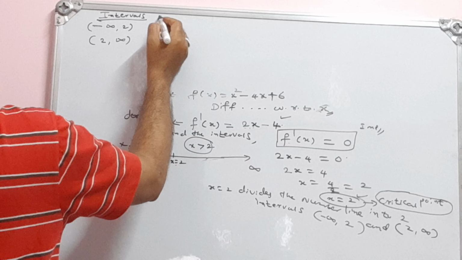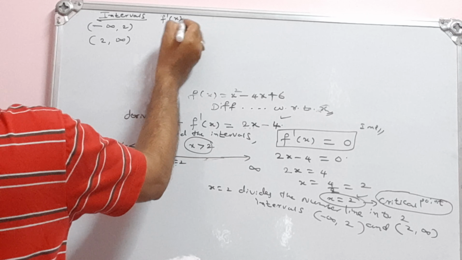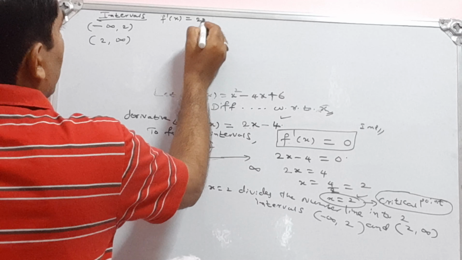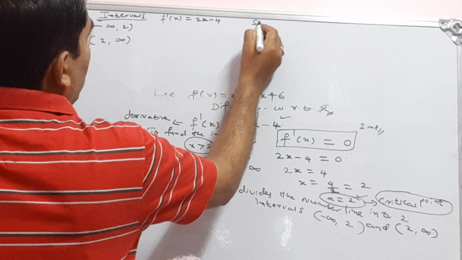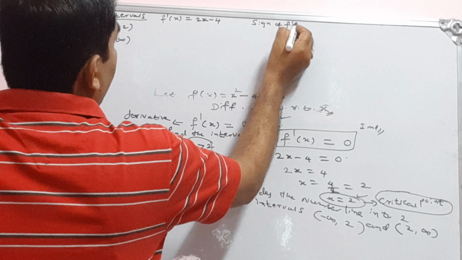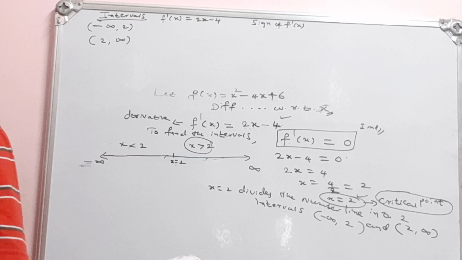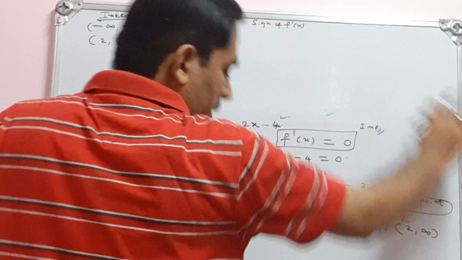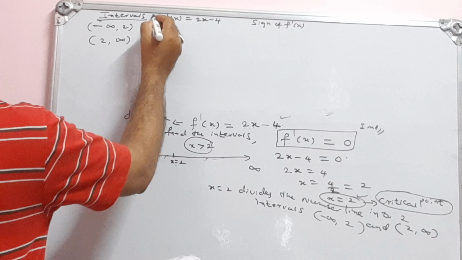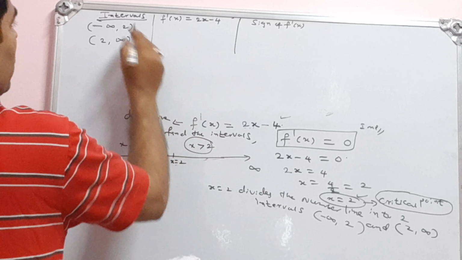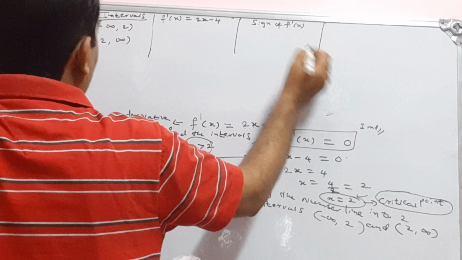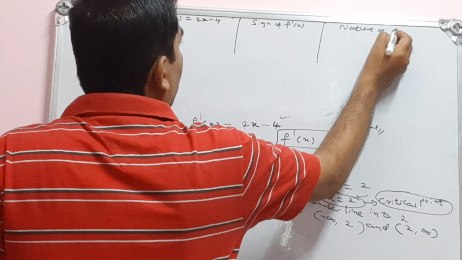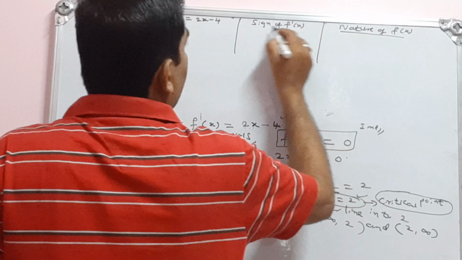What is my derivative? I will write this f dash x. f dash x is 2x minus 4. Then here we can decide the sign of the derivative, the sign of f dash x. So what have I considered here? The intervals and the derivative, then the sign of the derivative, then the nature of the function, whether it is increasing or decreasing. I will write that afterwards.